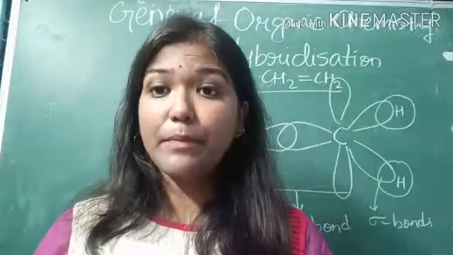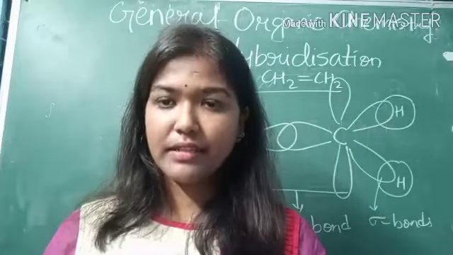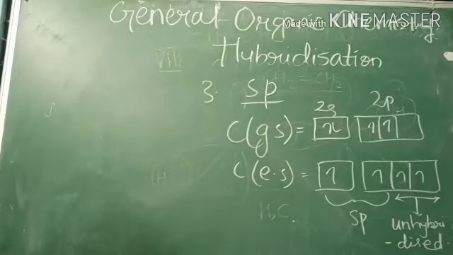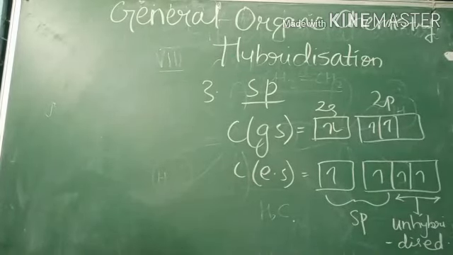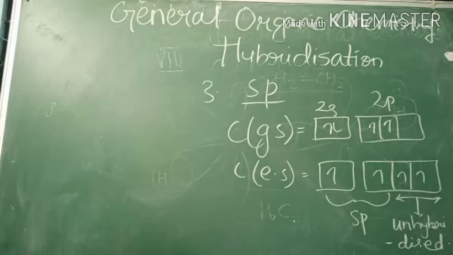Now we will go for type 3, which is sp hybridization. This is the third type of hybridization, which is sp. Here in the ground state, as in the previous one, there are 2 electrons in the 2s orbital and 2 electrons in the 2p orbitals. In the excited state, there is 1 electron in each of the 4 orbitals. But while taking part in bonding, only the s and, out of 3, only one p orbital will take part. The remaining 2 orbitals remain unhybridized. That is why this type of hybridization is called sp hybridization.